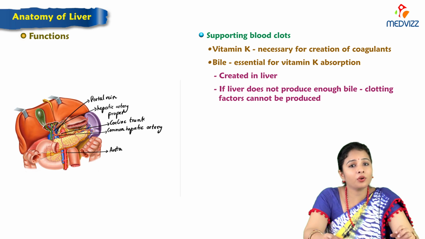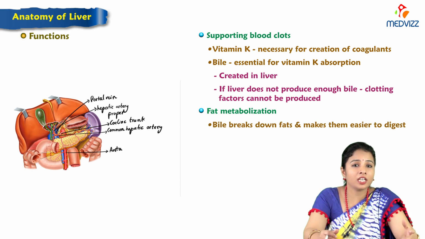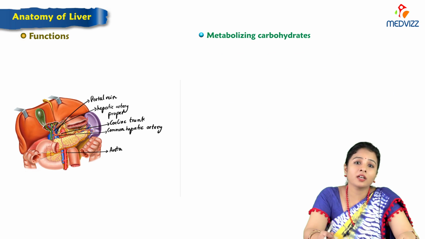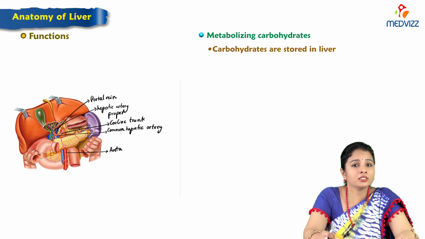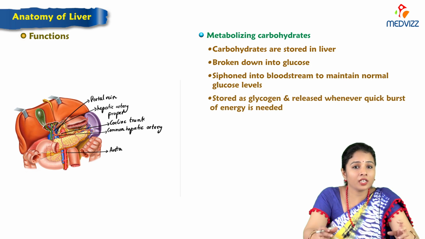The liver is also very important in fat metabolization, so it is very important in lipid metabolism. Bile breaks down fats, which helps in saponification and emulsification of fats and makes them easier to digest. The liver is also very important in metabolizing carbohydrates. The carbohydrates are stored in the liver, where they are broken down into glucose and siphoned into the bloodstream to maintain normal glucose levels. They are stored as glycogen and released whenever a quick burst of energy is needed.